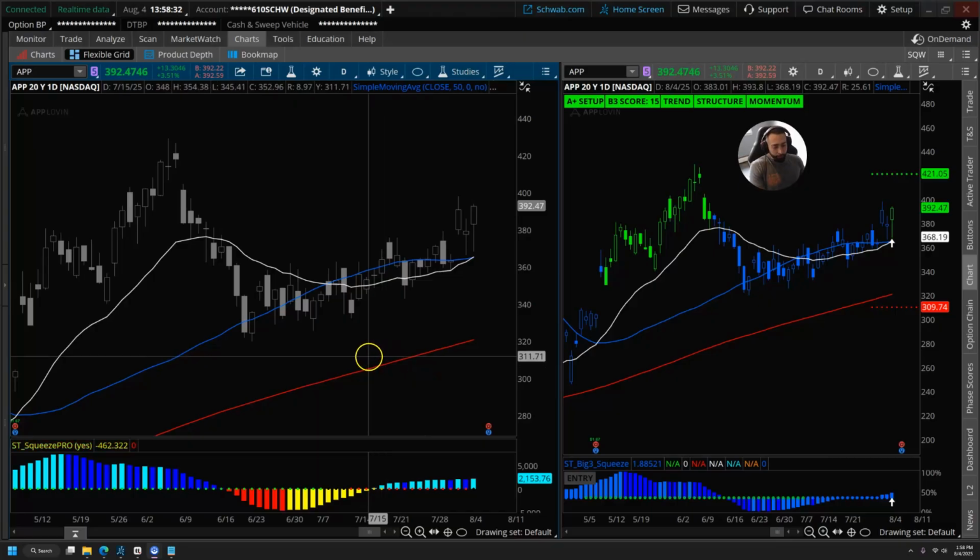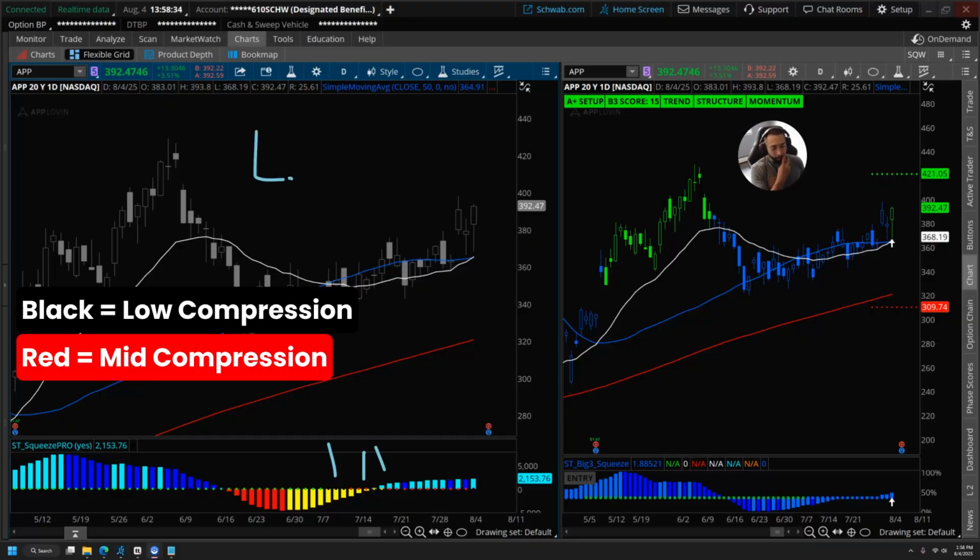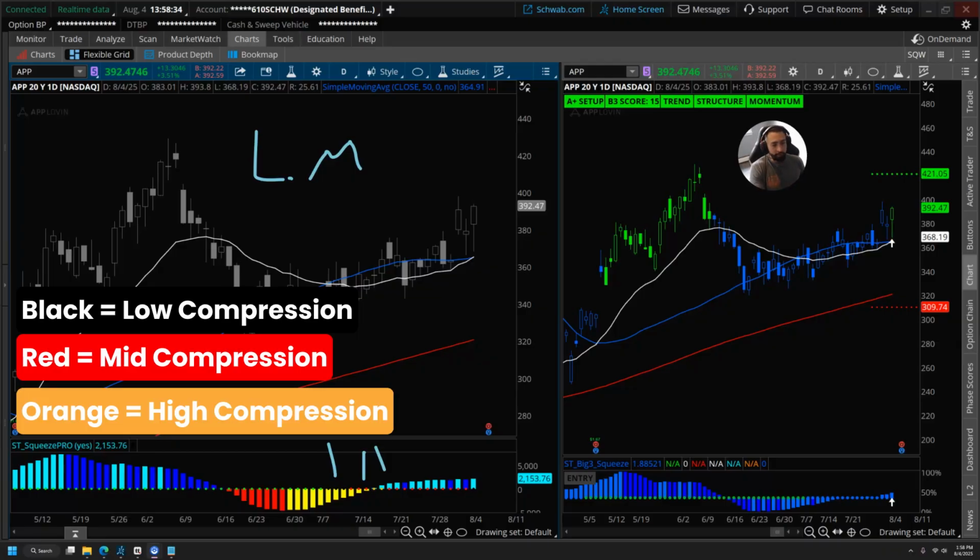But yeah, for the Squeeze Pro, you have your black dots, your red dots, and your orange dots. And those are your different levels of compression. So your black dot is your low compression, and those are your loosest settings. Your red dot, which is the original squeeze signal, that is your mid compression squeeze. And then the orange dot, of course, is your high compression. And those are by far your tightest settings.